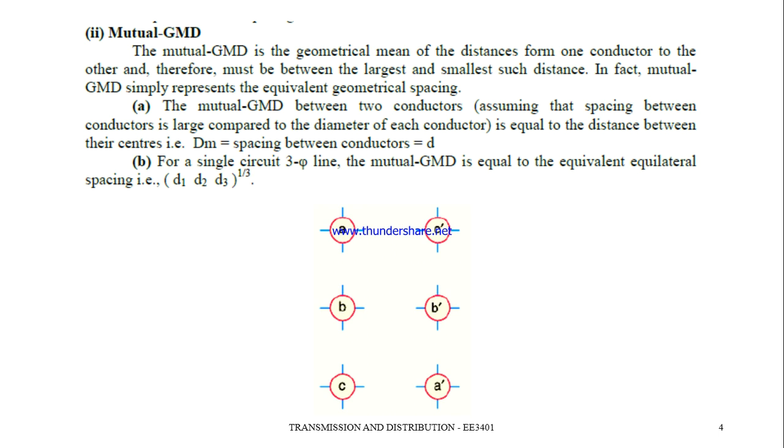Next is the mutual GMD. Mutual GMD is nothing but the geometrical mean distance of one conductor from the other. If it is a double circuit, then obviously we will have 6 different conductors in a 3-phase circuit, and we consider the mutual effect between the neighboring conductor and the one which is taken as a reference.